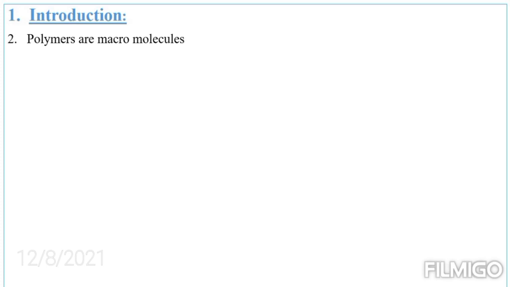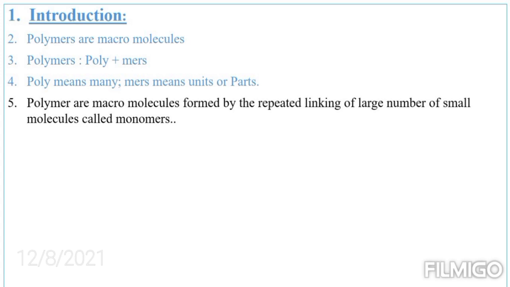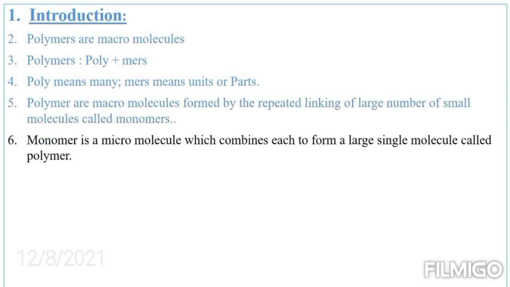It consists of many repeating structural units. The term polymer is derived from Greek words. Poly means many and mers means parts or units. Based on this, we can define polymers as macromolecules formed by the repeated linking of a large number of small molecules called monomers. Now we know that polymers are made up of monomers. What is a monomer? A monomer is a micromolecule which combines with others to form a large single molecule called a polymer.